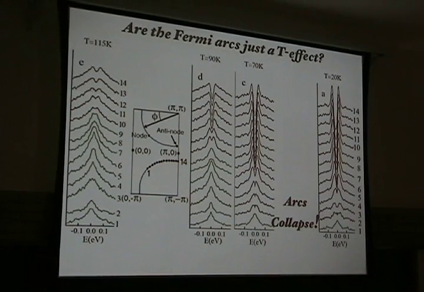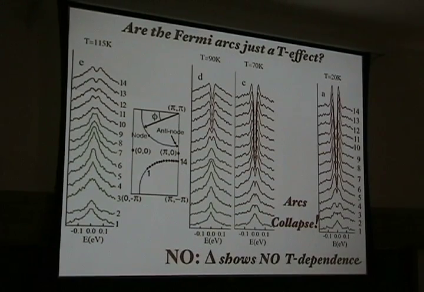So the arcs are not just because the electrons are jumping across here and canceling the arc. It's not a thermal effect. It's just some other effect, which we don't understand. But just below TC, the arcs collapse. I think this is something like 5 degrees below TC, and you have exactly the D wave that you have at very low temperature.